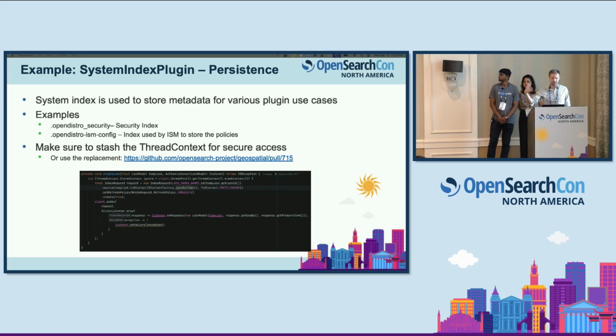So one thing I just wanted to point out here is system indices have special protections in place because they are used by the system. Regular users cannot write to these, they cannot delete them, but plugins do need access to them. And so you'll see that the pattern here on the screen is that you would stash the thread context and then access the system index. So this is an example from the job scheduler where it's going to acquire a lock, which is an index operation into a system index. You'll see within the block there, it's using the node client to perform an index request.